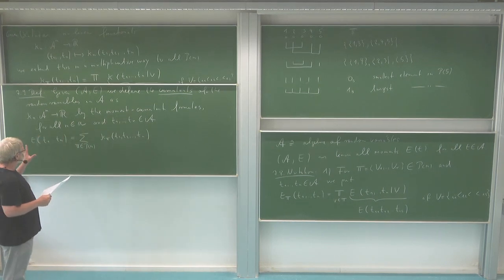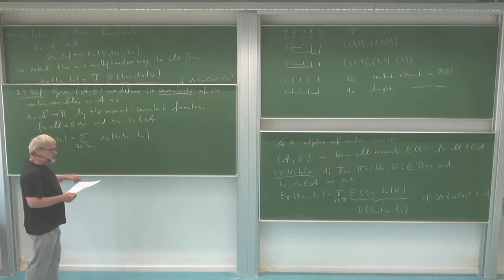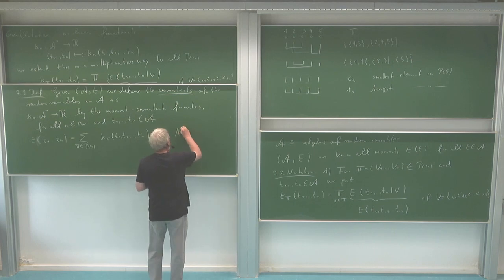Okay, so this means that if the kappa n's are defined, the kappa pi's are also defined according to the above, but this relation here should define those objects. And maybe I call this the moment-cumulant formula.